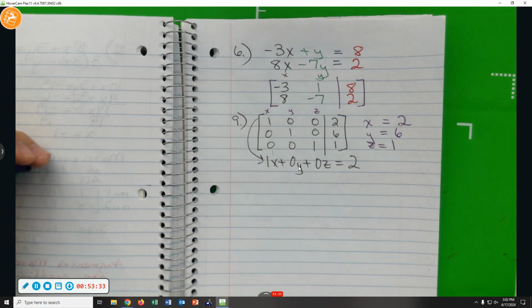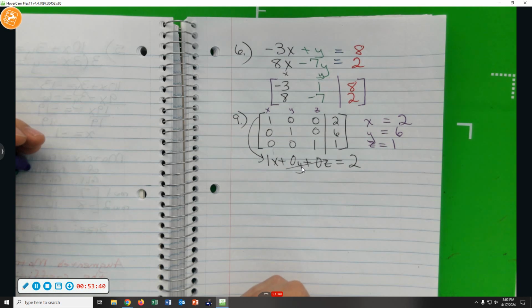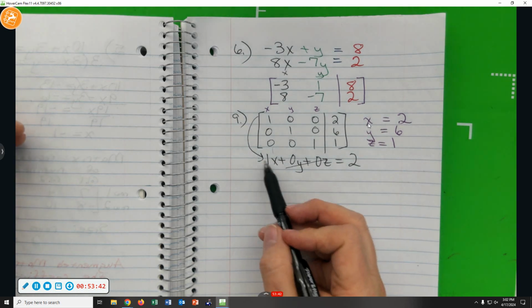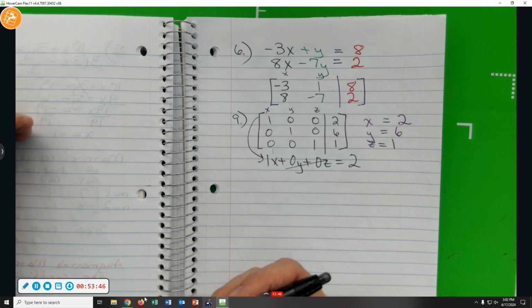I remember a student asking, what do they mean simplify? Well, they don't want this long form here. The 0y plus 0z is just 0. 1 times x is just x. Any questions there?